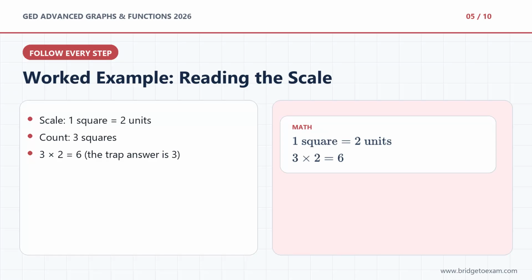Let's work one. A graph scale counts by 2, and a point sits 3 grid squares above 0. What is its y value? Step 1. Read the scale. 1 square equals 2 units. Step 2. Count the squares. 3 squares. Step 3. Multiply. 3 times 2 is 6. So the y value is 6, not 3, which is the trap.